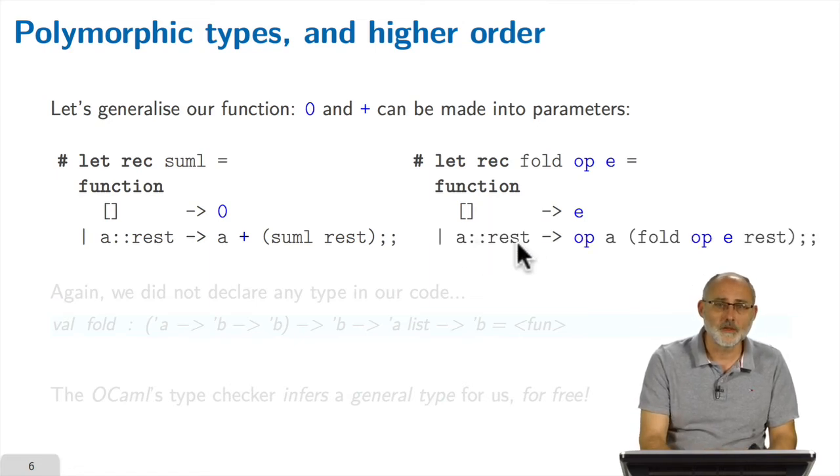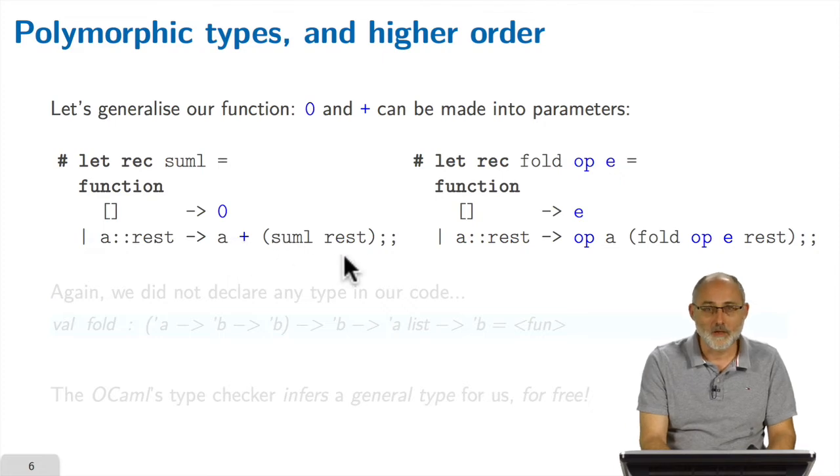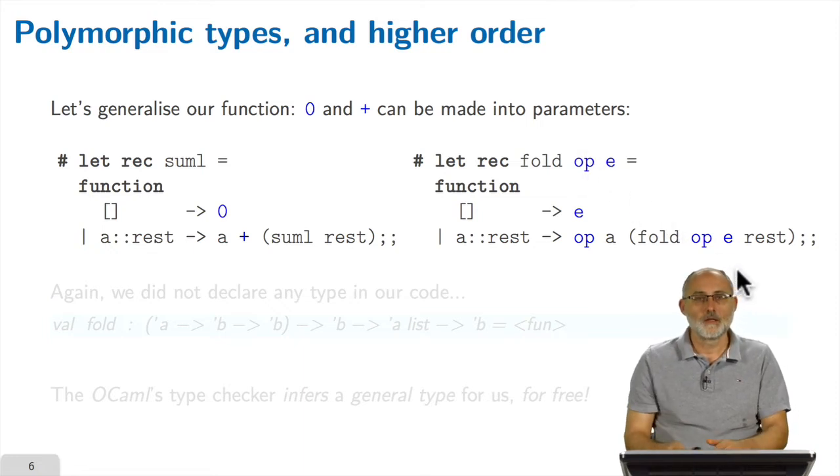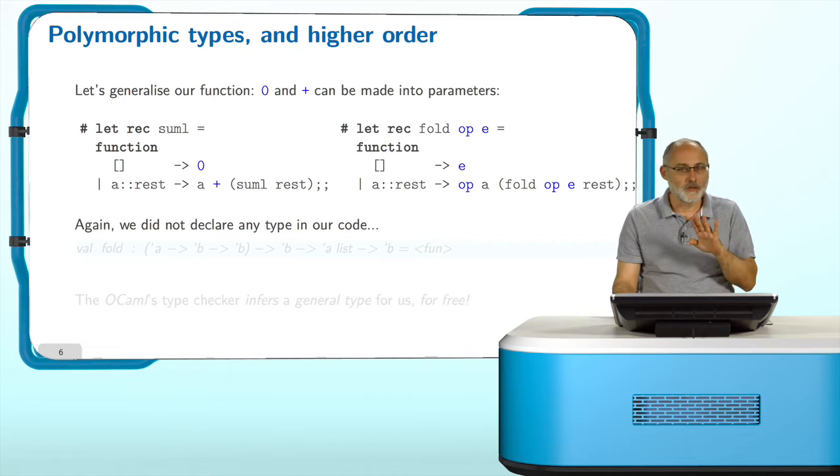And on the non-empty list, you remember I was taking a plus the result of the recursive call of the function. Here I will apply the operator op to a and the result of the recursive call. Okay? So basically it is exactly the same structure of the function, but I have turned op and e into parameters of the new function fold. But again, here we did not declare any type in our code. We didn't say what is the type of fold, what is the type of op, or what is the type of e.